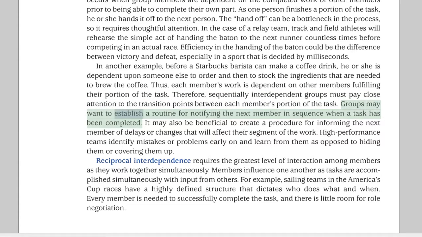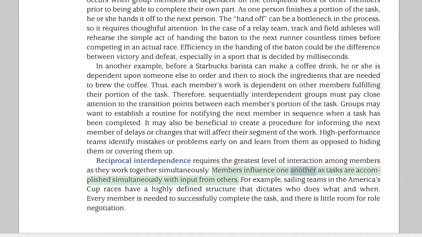Groups may want to establish a routine for notifying the next member in sequence when a task has been completed. It may also be beneficial to create a procedure for informing the next member of delays or changes that will affect their segment of the work. High-performance teams identify mistakes or problems early on and learn from them as opposed to hiding them or covering them up. Reciprocal interdependence requires the greatest level of interaction among members as they work together simultaneously.